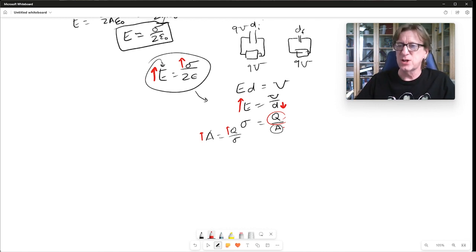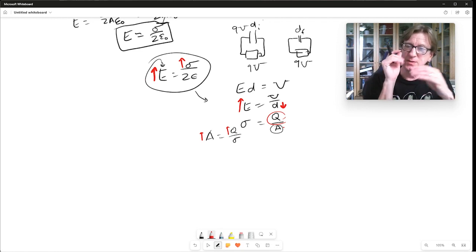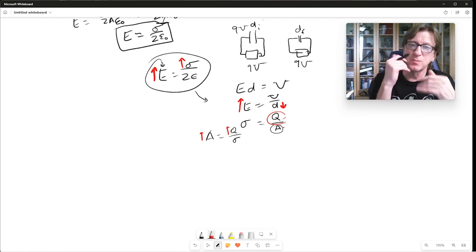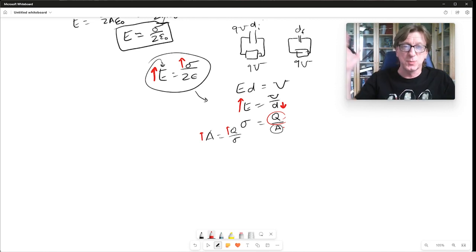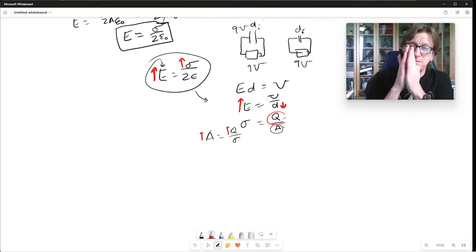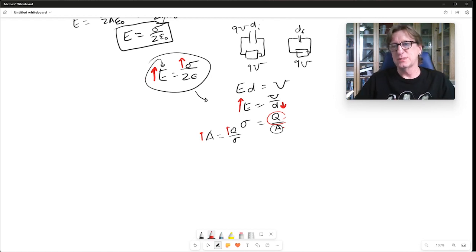And then we just saw that I want a small plate separation. The smaller the plate separation and the larger the plate area, the more charge I can store in that capacitor. So an ideal capacitor would have these huge monster plates that are very, very close together. Now, the problem with getting them very close together is something that we'll talk about later on.